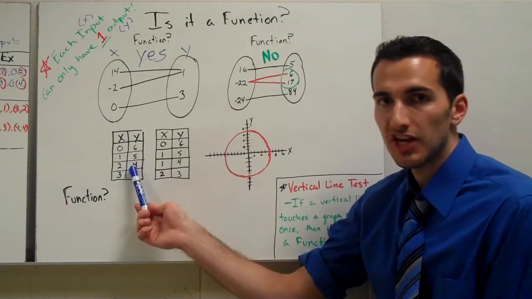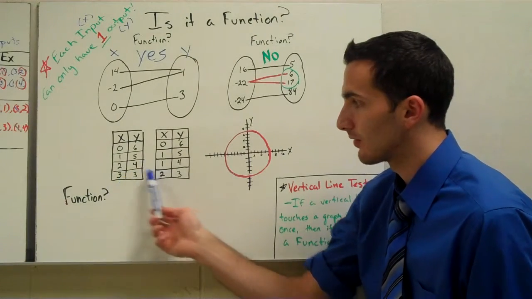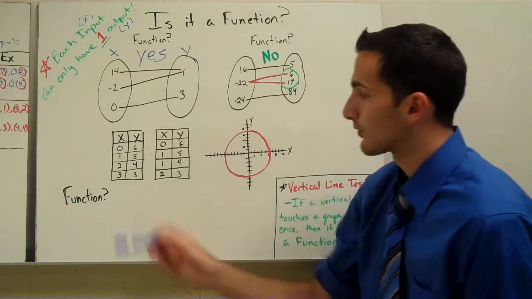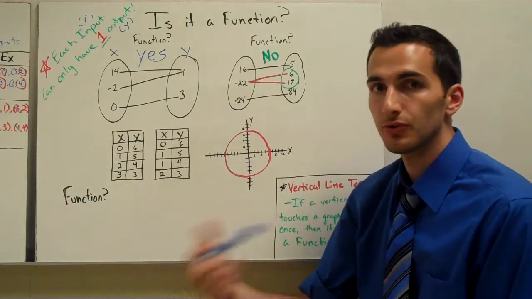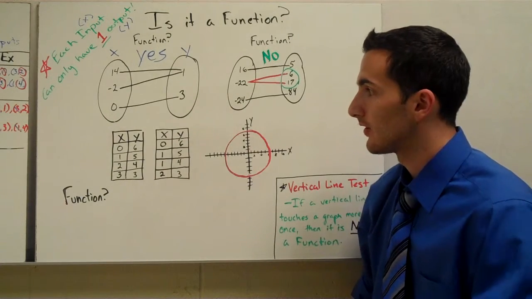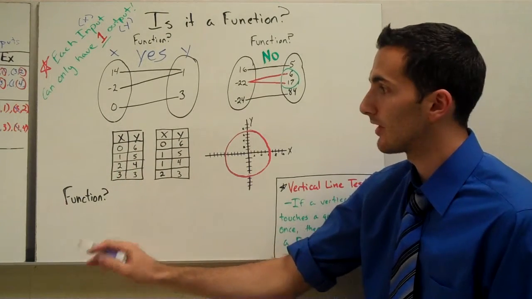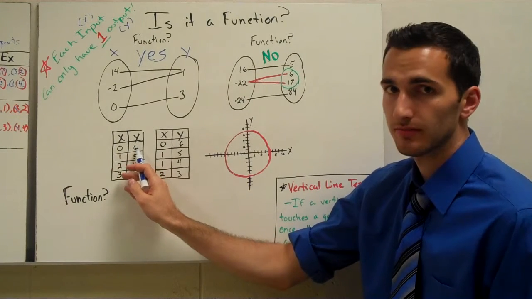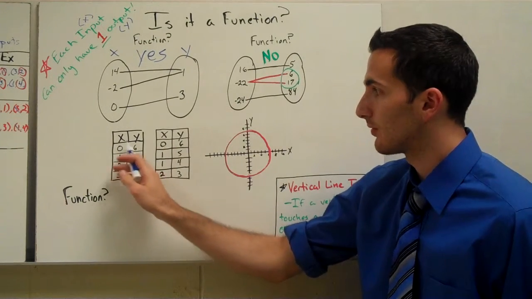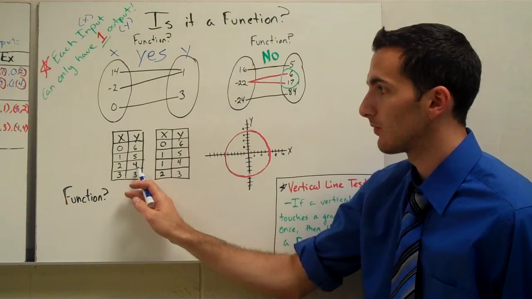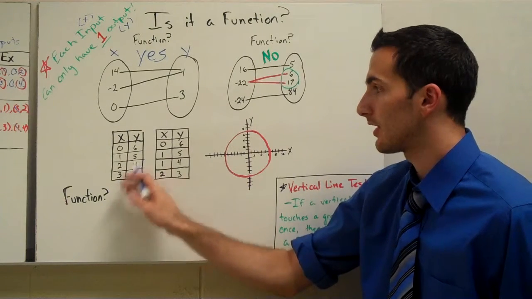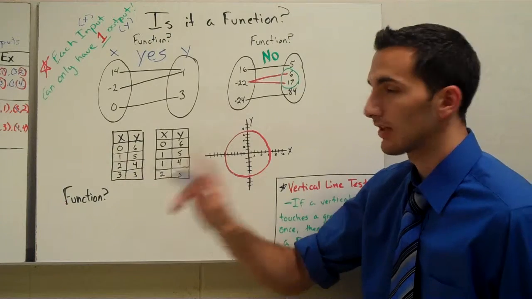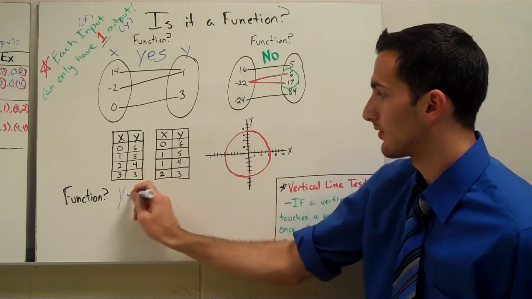This is data given to you in a chart or a table form. As we're looking at this, we're still going to do exactly the same thing we did before. Looking through these, we say to ourselves, 0, its output y is 6. That's one output. 1, its output y is 5. 2, its output y is 4. And 3, its output y is 3. Each of these has one output, so yes, that one is a function.